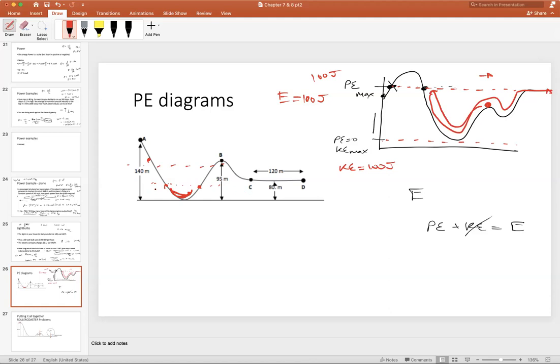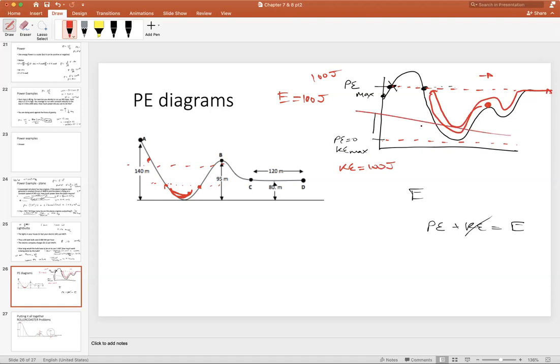Spring is stretched, spring is compressed, and so on. You can do that. The main thing to remember is that when you look at these, the highest peak is where the potential energy is the maximum. The bottom peak, or the bottom limit, is where the kinetic energy is the maximum.